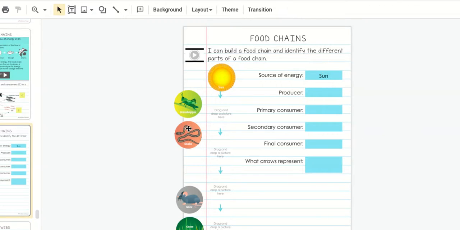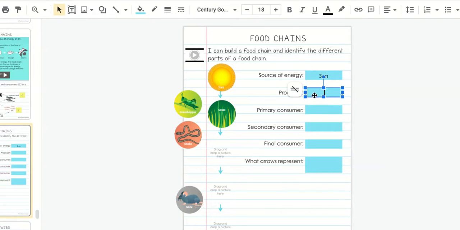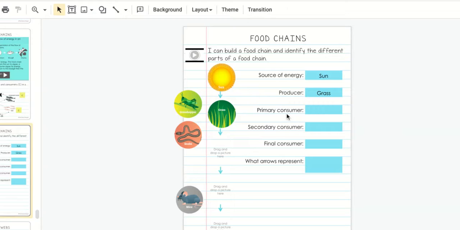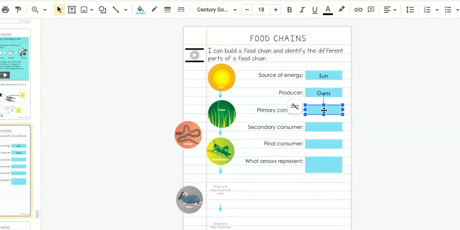Then looking at our items, we got a grasshopper, a snake, mice. Our grass is going to be the producer because grass can create its own energy through photosynthesis from the sun. Our primary consumer is going to be the first consumer that we have that eats the grass. So a grasshopper would eat the grass. So the grasshopper would be our first consumer.